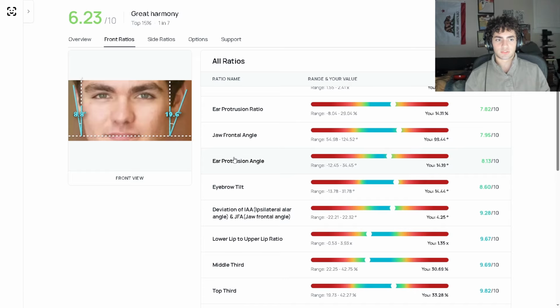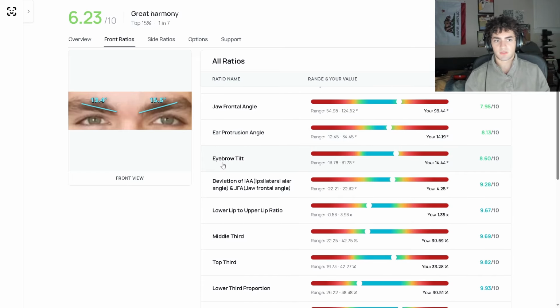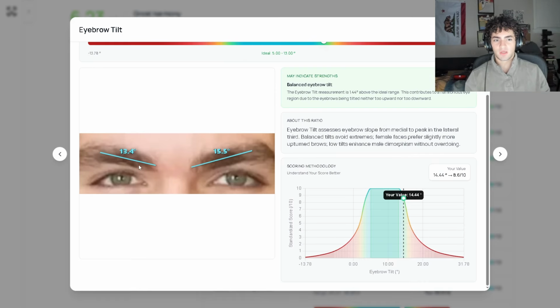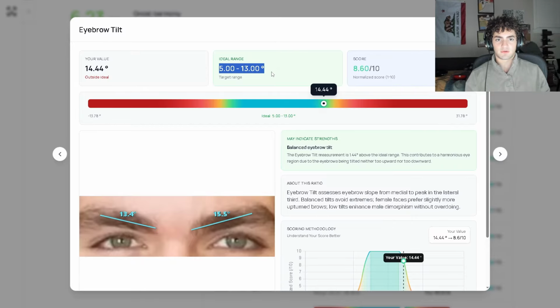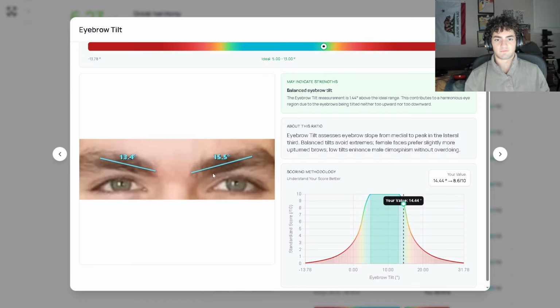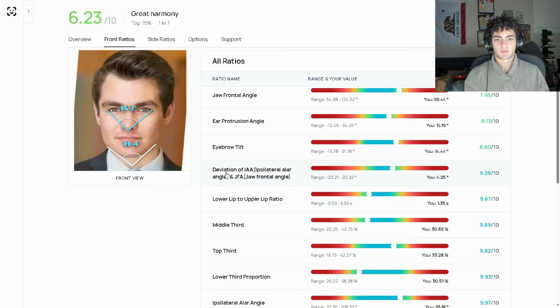Next is ear protrusion angle. I don't care about that. Eyebrow tilt. His eyebrow tilt is actually somewhat of a flaw. Typically, you want this to be around 5 to 13 degrees. His eyebrows are around 14 degrees tilted, which is too upward. And this is kind of covered by the fact that they're very vertically tall. But if you trim them up, it'd kind of be more apparent. But actually, I think he should make his eyebrows less vertically tall. It'd look more attractive on him.